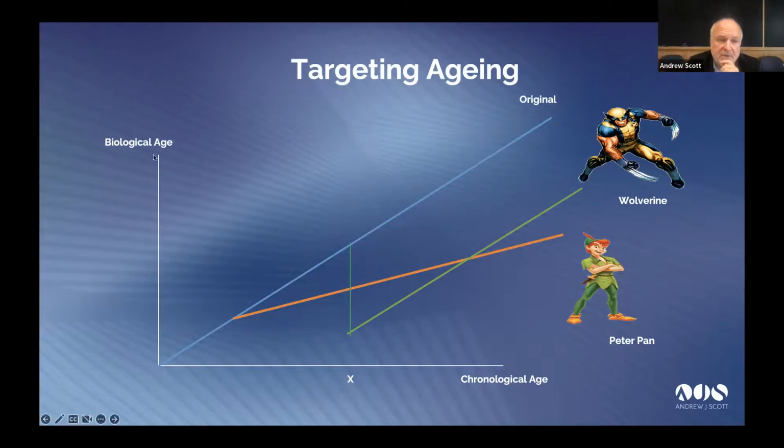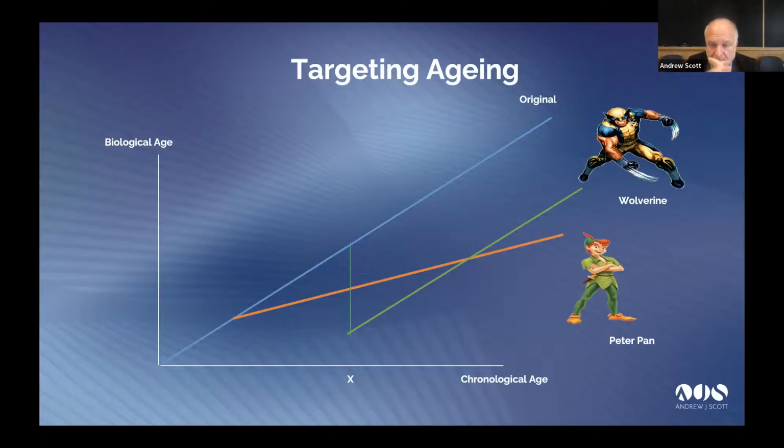So here we've got biological age and chronological age. The blue line shows you the original relationship between them. And the Peter Pan one slows down how you age. So you have the orange line now, so that as you get older chronologically, every birthday cake, your biological age is not increasing as much as it was before. So you just slow down the rate of age.